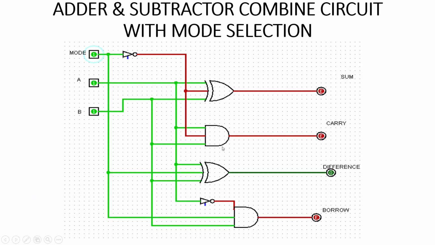Here is the circuit diagram for a half adder as well as half subtractor with mode selection, in which when the value of the mode is 1, the circuit will work as a half subtractor, and when the value of the mode is 0, the circuit will work as a half adder. Now I will show this circuit in Xilinx, how it is working.